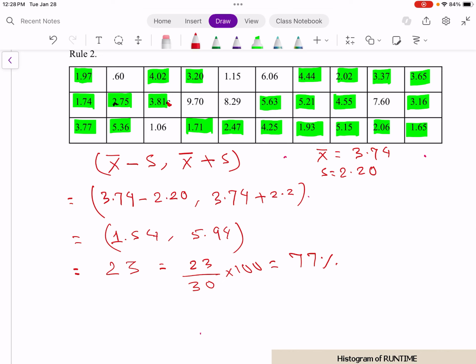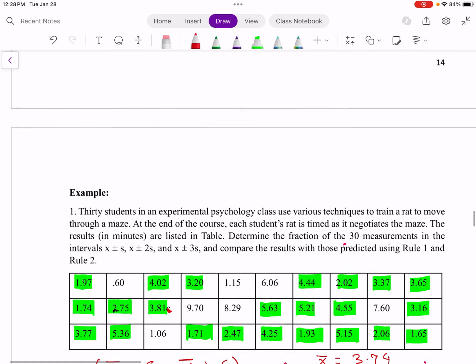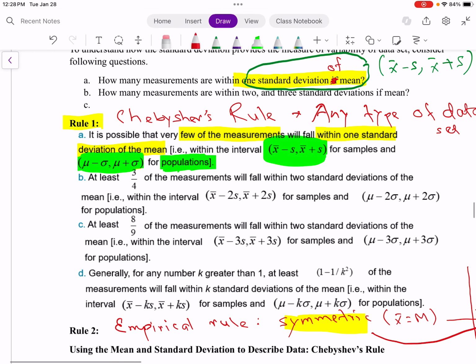Now let's go to the second rule. Does anyone have any question in finding this interval and finding the number of measurements? You will have a very similar question on your exam. Now the second rule of Chebyshev's rule is at least 3/4 of the measurements will fall within 2 standard deviations of the mean. Now let's find 2 standard deviations of the mean and count the number of measurements.